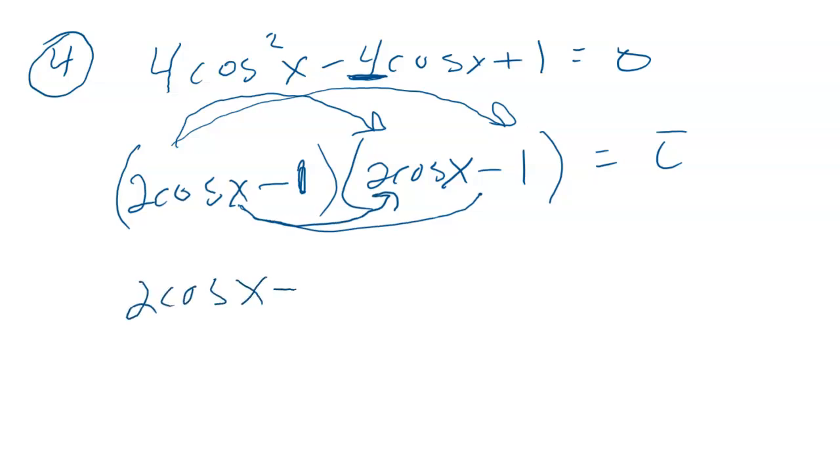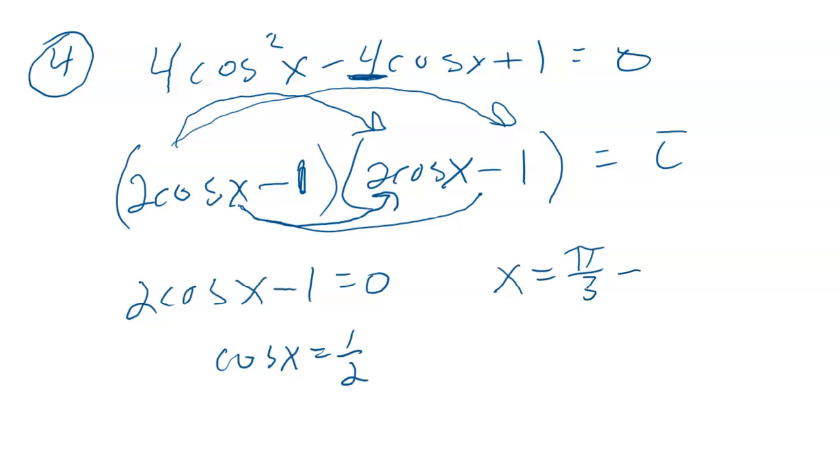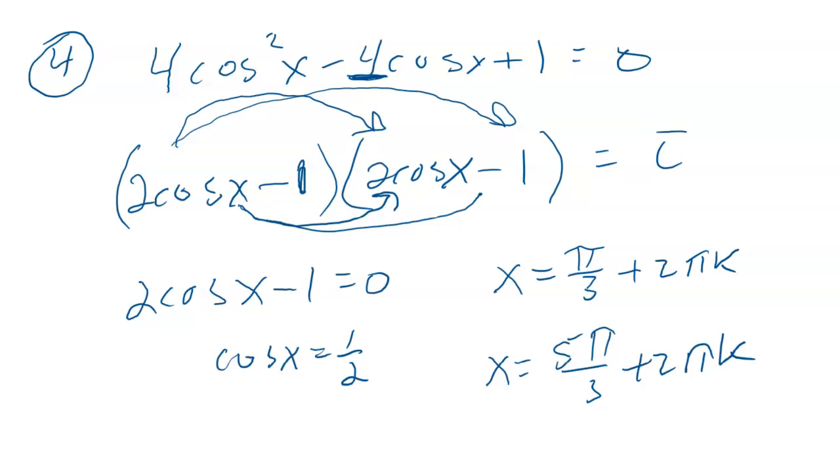Obviously, these are the same factors, so I'm just going to write it as 2 cosine x minus 1 squared. So this is 2 cosine x minus 1 is equal to 0. And I get cosine x is equal to 1/2. That's going to happen when x is equal to pi over 3, I hope, plus 2 pi k. And x is equal to, now cosine's positive in the first and fourth quadrant, so we need the pi over 3 in the fourth quadrant. And I believe that's 5 pi over 3 plus 2 pi k. Double checking my answer, make sure I did this correctly. Looking good. All right, on to 5.